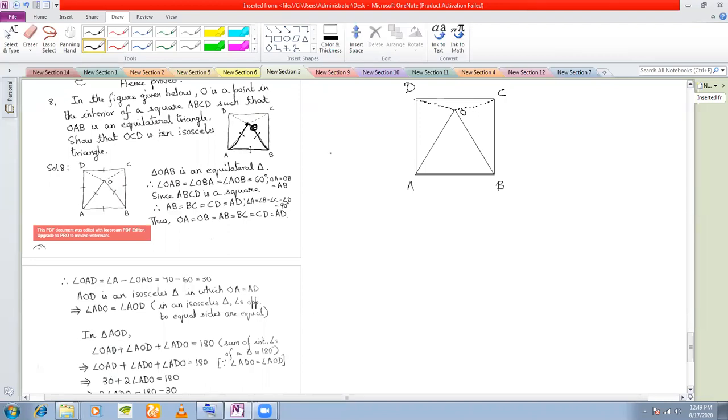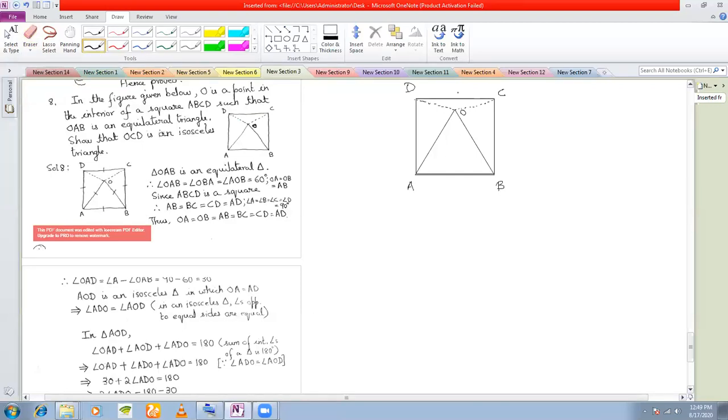Show that OCD is an isosceles triangle. So which triangle are we talking about? We are talking about this triangle, this blue triangle. This triangle with blue borders. We need to show that this is an isosceles triangle. So let's see how to show. Now I'll give you a working method of showing these two to be equal.